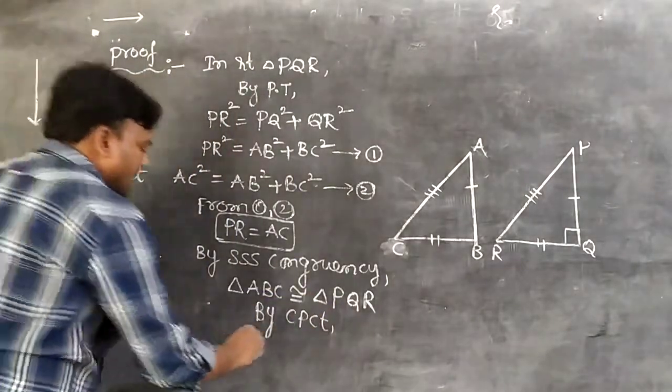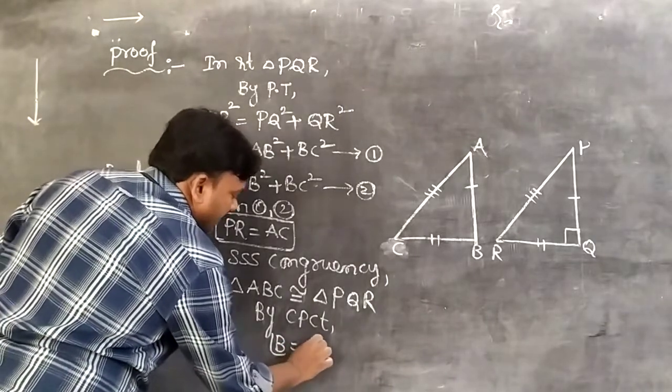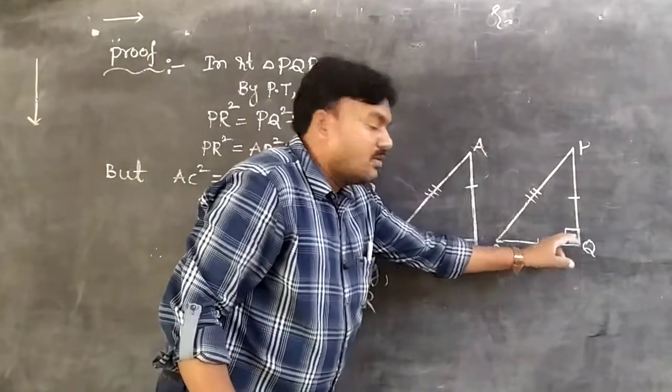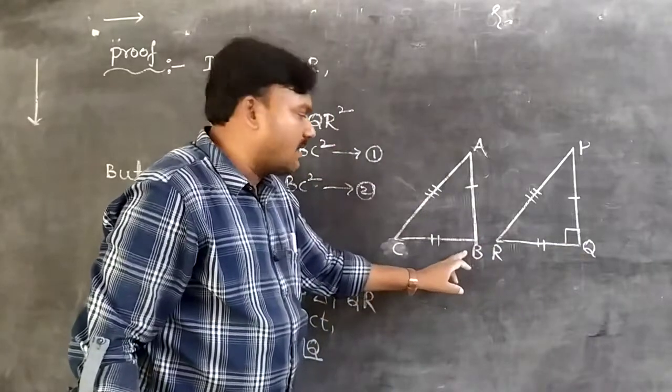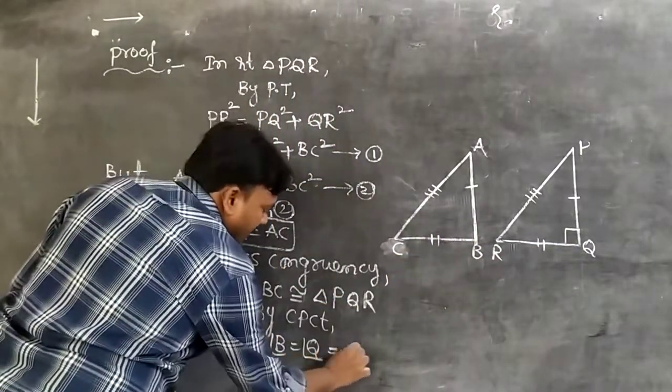By CPCT, angle B equals angle Q. We know that. What about the angle Q value? By construction, angle Q equals 90 degrees. If both are equal, then automatically angle B is also 90 degrees. So angle B equals angle Q equals 90 degrees.